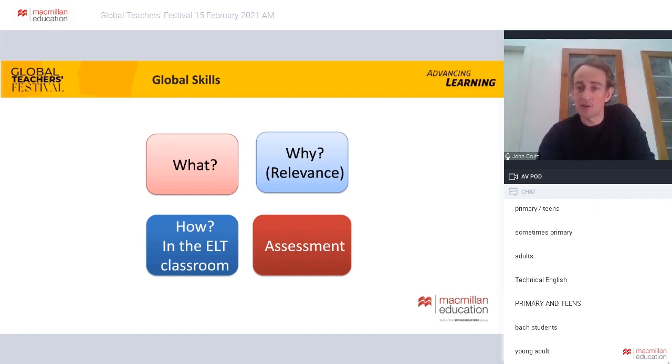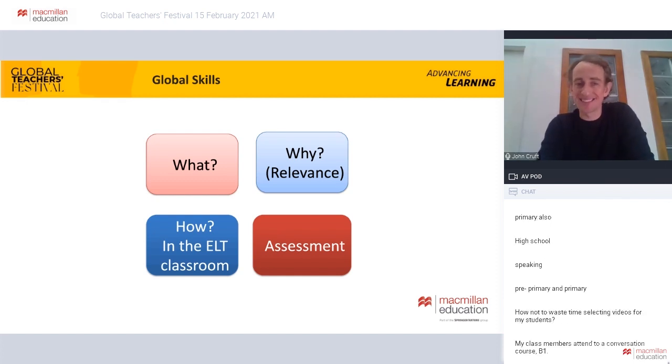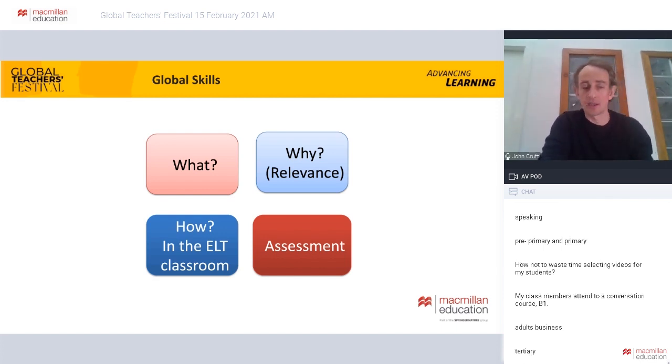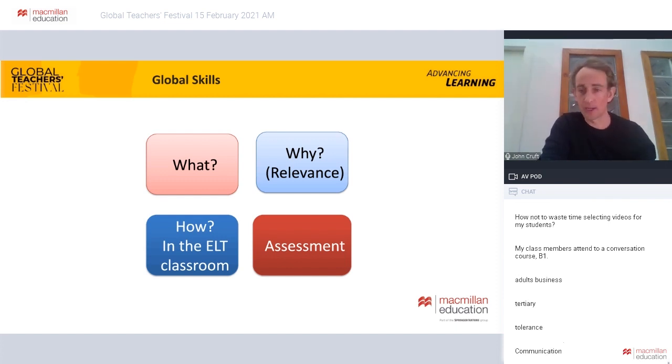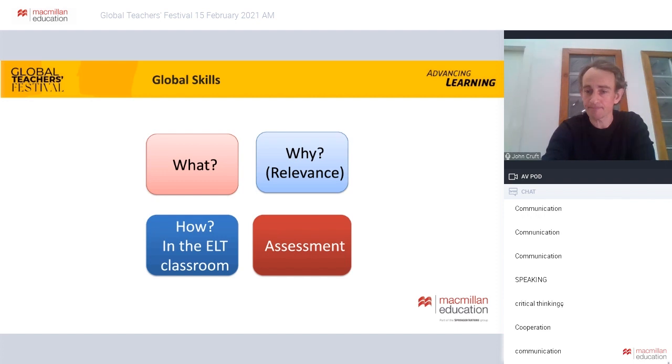I think what we'll try and do first is get a snapshot of what global skills really are. So it'd be good to get your opinion on that. What would you say? Maybe each of you can have one skill. What are global skills? What are some of your ideas? Can you write some in the chat box? What do you think are some global skills? Let's define them before we go any further. And I will try and keep up.